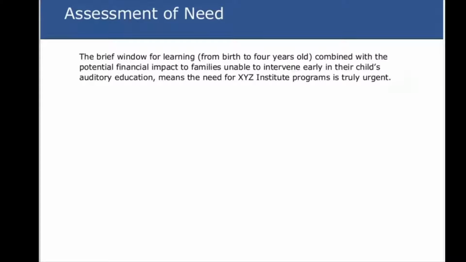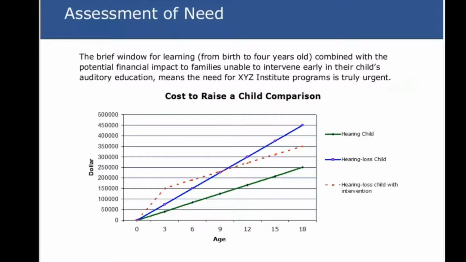We then went on and actually created a graph to demonstrate this as well. And it's a simple graph, but I think it shows very clearly what the distinction is between raising a child who has full hearing, raising a child who has a hearing problem. And then if there is an intervention, how that reduces the problem quite significantly. And so this is a fairly good example, and a very simple example of a statement of need that we just wanted to give you.